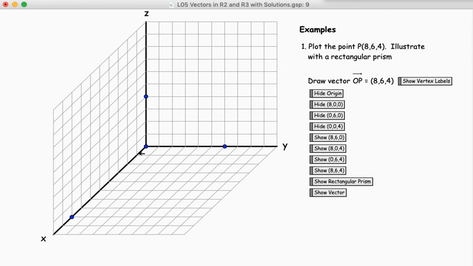8, 6, 0 would be, well, let's go 8 in this direction. 2, 3, 4, 5, 6, 7, 8. And then 1, 2, 3, 4, 5, 6 in the Y direction. That's going to be that point right there. 8, 0, 4 would be come out 8 this way and then go up 1, 2, 3, 4. We're not moving in the Y direction. That would be that one. The point 0, 6, 4, well, we've moved 6 to the right, and now we're going to go up 4. That's going to be that point right there.